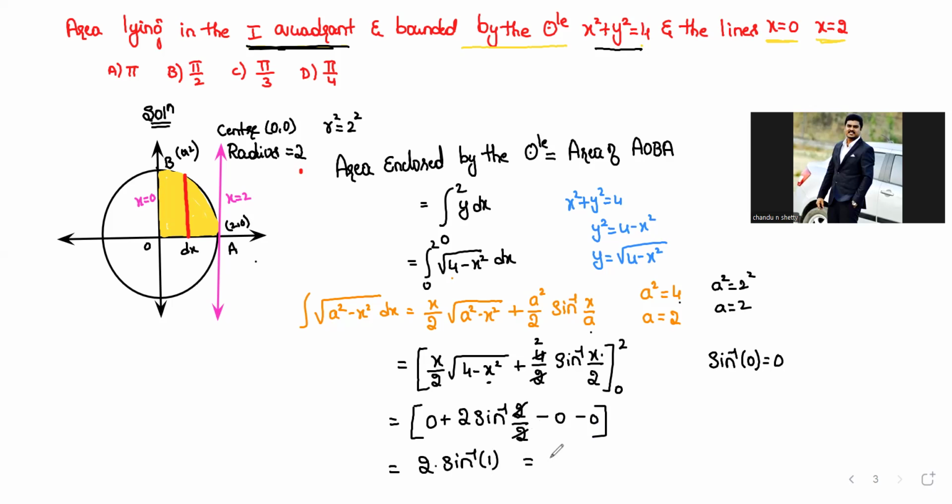Okay, so 2 into sine inverse of 1, which is pi by 2. So I'm applying that pi by 2. This 2 and this 2 cancel, and we get pi square units. Okay, so option A is the correct answer for this question.